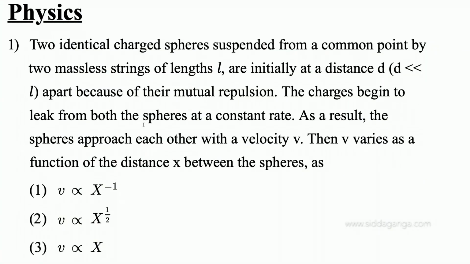Two identical charged spheres suspended from a point by two massless strings of length L are initially at a distance d, very much less than L, apart because of their mutual repulsion. The charges begin to leak from both the spheres at a constant rate. As a result, the spheres approach each other with a velocity v. Then v varies as a function of the distance x the spheres pass.